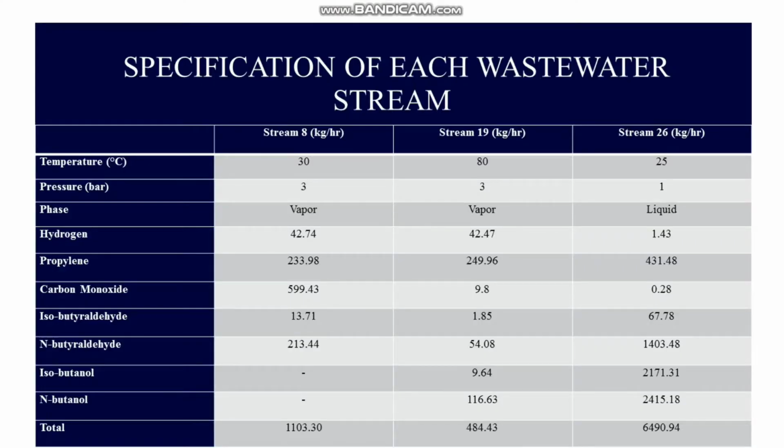The table below shows the specification of each waste stream, including the temperature, pressure, phase, as well as the total waste produced in terms of kilograms per hour.